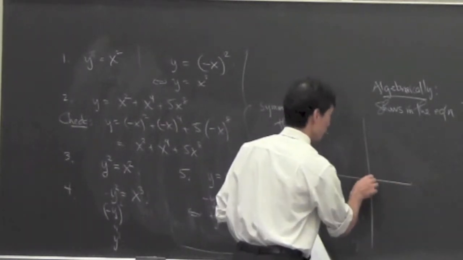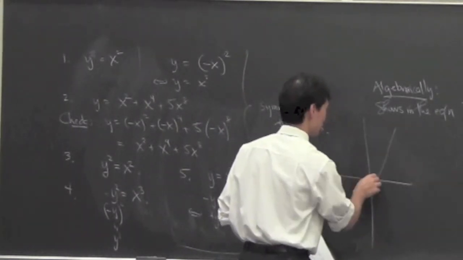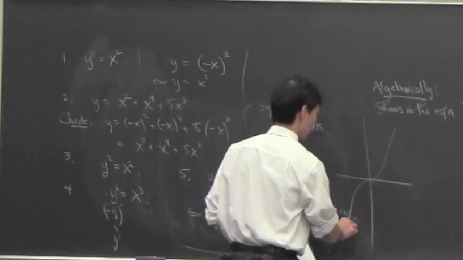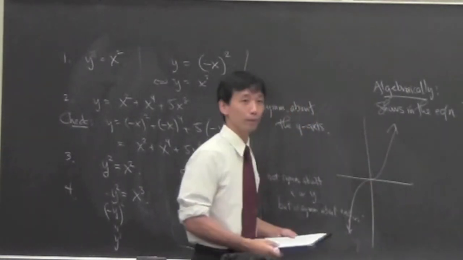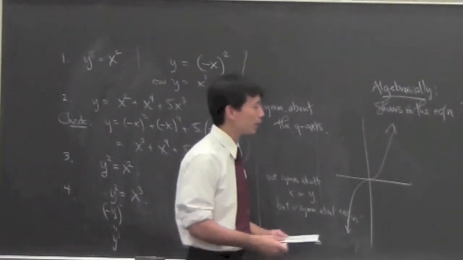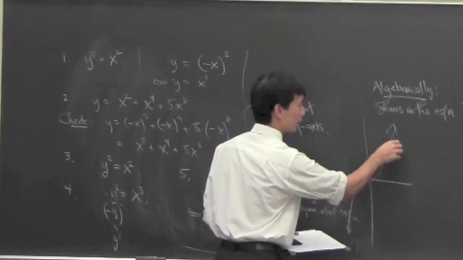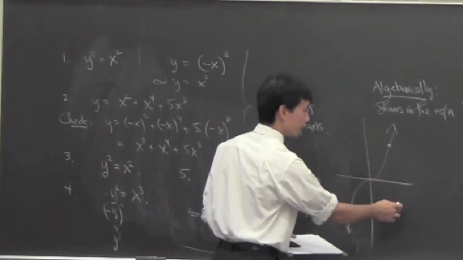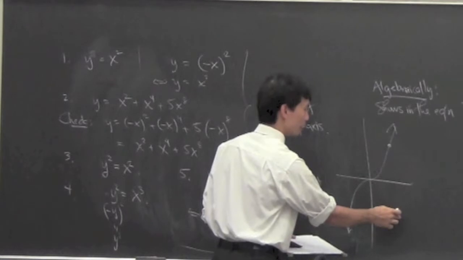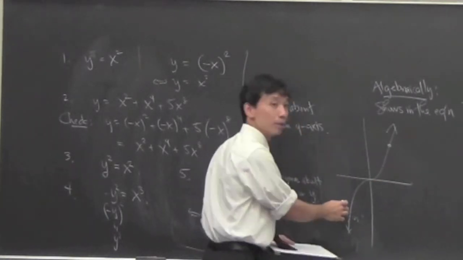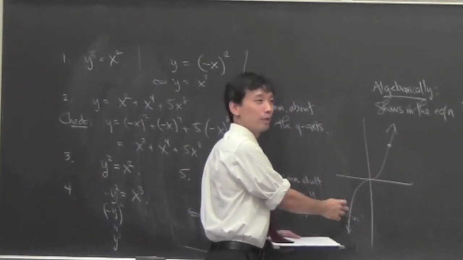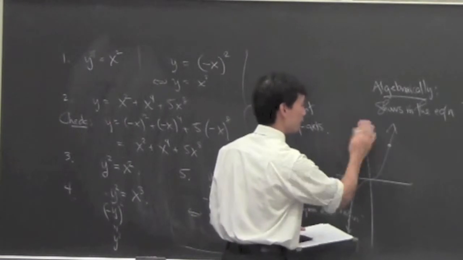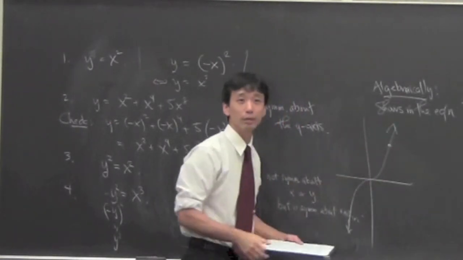Okay. Those of you who know, the graph looks like this. If you take every point on the graph, and you take the negative of the x and the negative of the y, you get another point on the graph. Right? But you see that it's not symmetric left, right, or up, down.